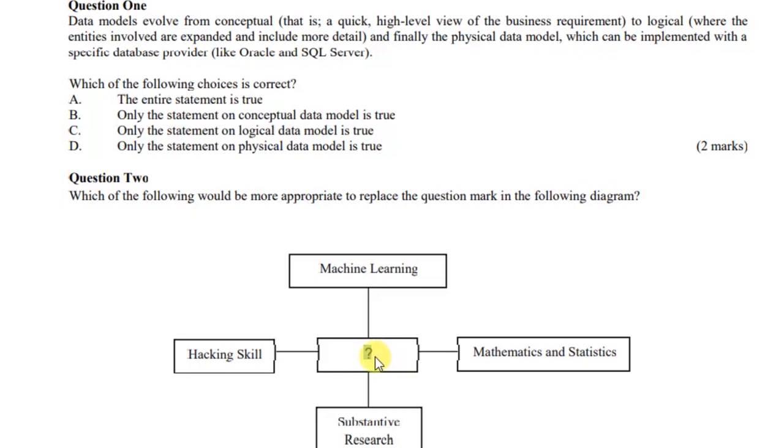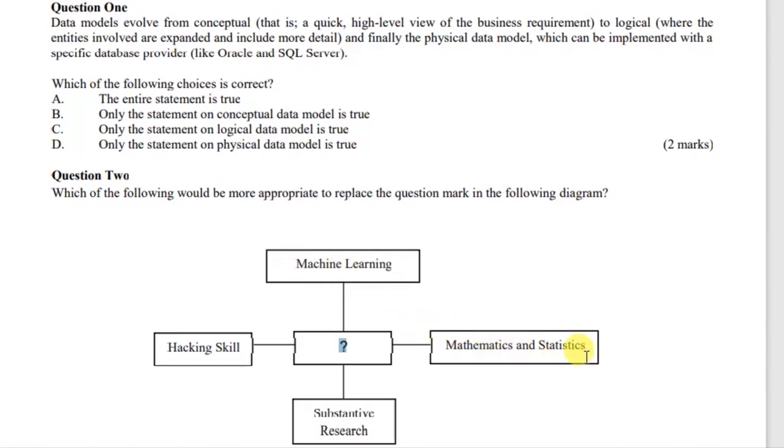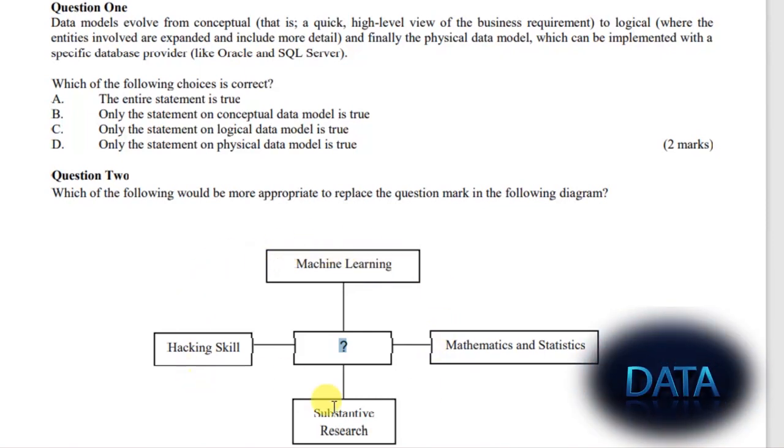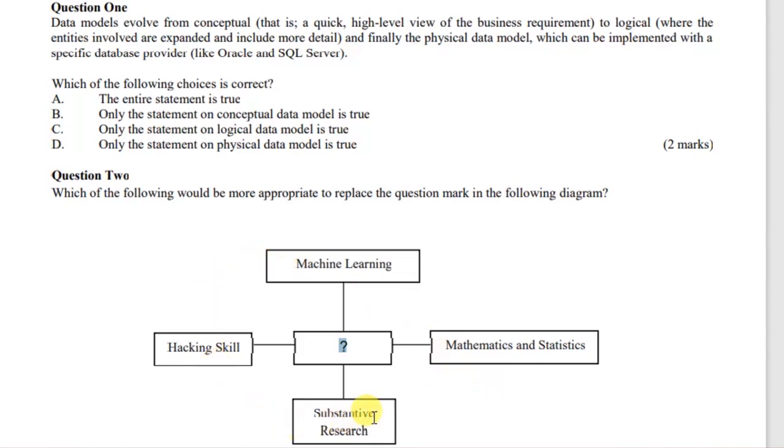And the first observation on looking at this diagram is that the center, which we need to find out, is larger than what appears at the periphery. This is the periphery, and this is the center. Looking at what appears at the periphery, we have hacking, machine learning, mathematics and statistics, and substantive research. Now, these four are disciplines. These four are subjects, and these are sub-disciplines to the one that appears at the center.